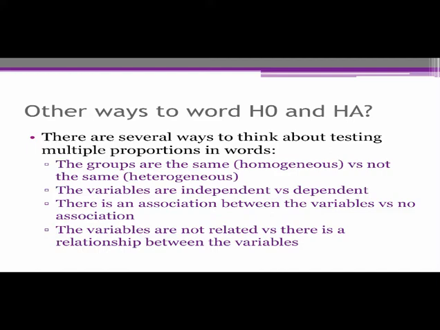We could also say there is an association between the variables versus no association. So no association here would be our null hypothesis. Association would be our alternative hypothesis. We could also talk about relationships. So our null hypothesis of the variables being not related versus our alternative of the variables being related. And our variables here are treatment group being related to our 1-year health status outcome.